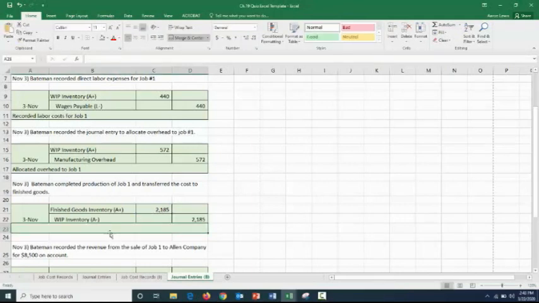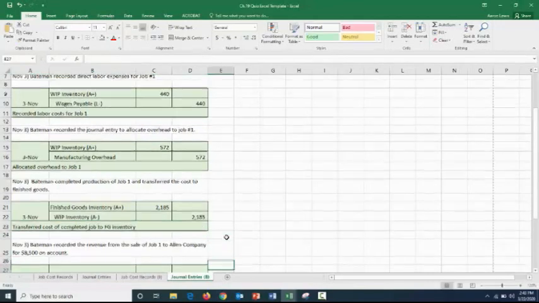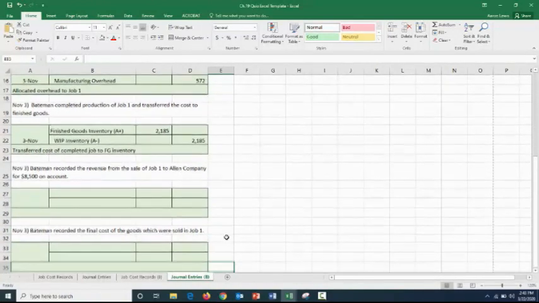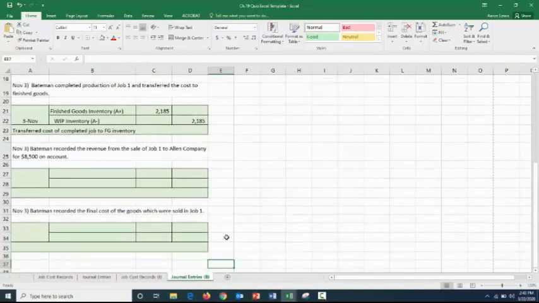Here we transferred the cost of a completed job to finished goods, which you can abbreviate to FG, inventory. Below, on November 3rd, we're going to have two entries. We're selling these cards to Allen Company, and when we do, we're doing so on account. Since we are selling inventory, we're going to have to record two entries like we always do, one to record the revenue and one to record the expense.